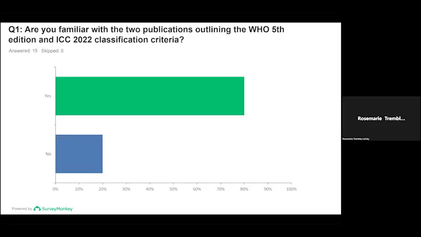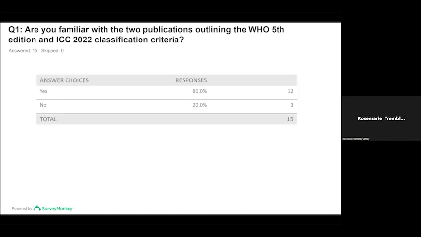The first question was, are you familiar with the two publications outlining the WHO 5th edition and the ICC 2022? 80% of people were familiar, 20% said they were not familiar. I imagine they're aware, but perhaps haven't yet fully reviewed all the changes. It probably just reflects the different practices, as people in community centers are doing many different things. So that was the first one.